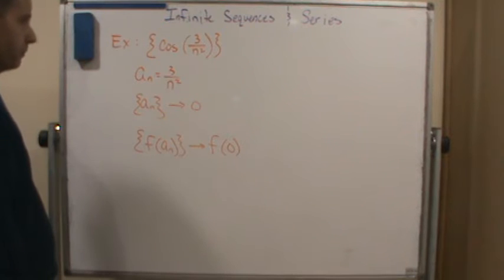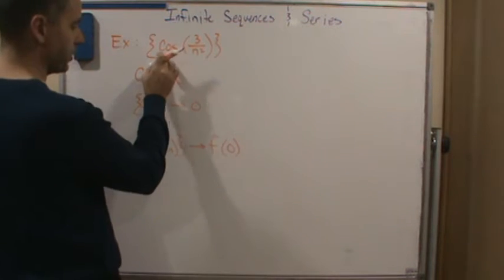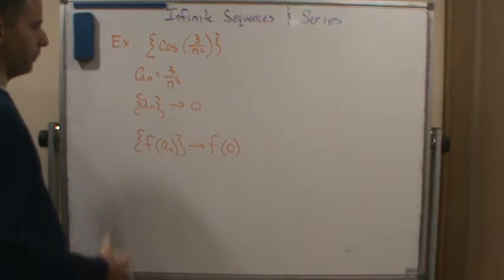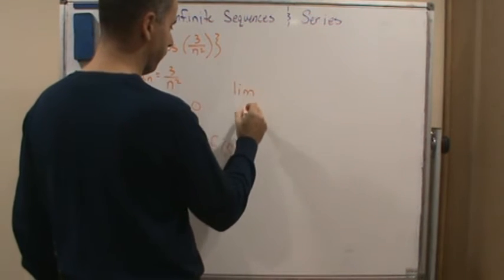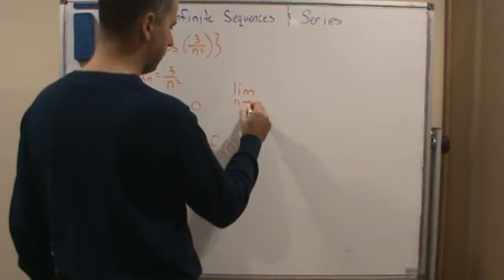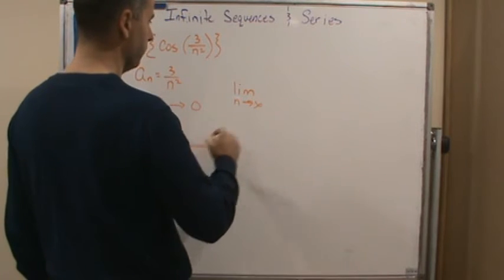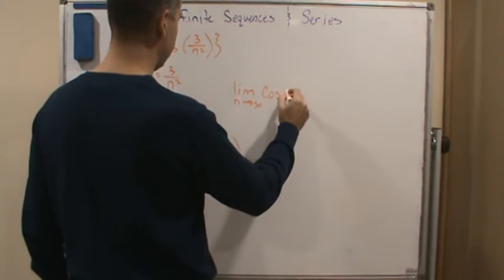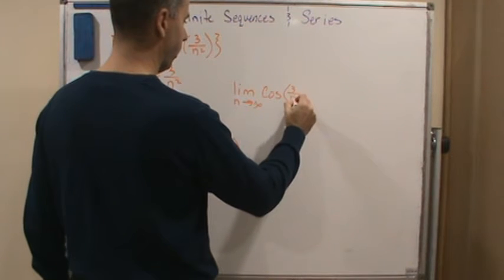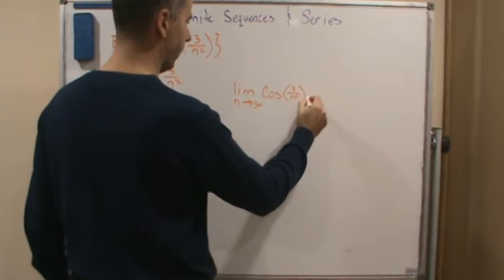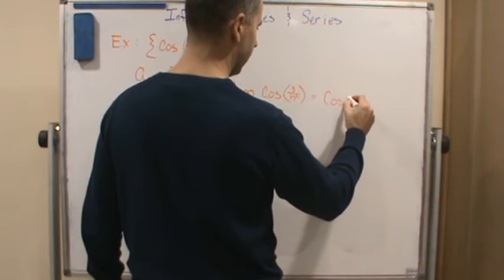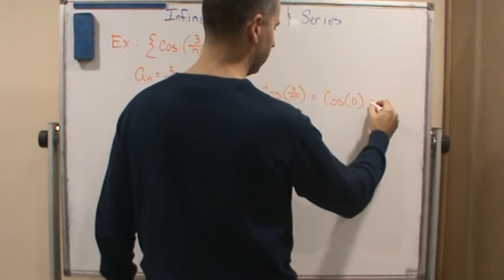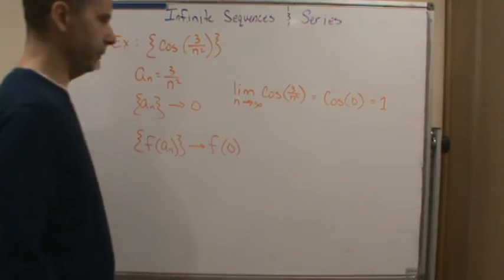in this case. Well, what's the function? The function is a cosine function. So if we put this all together, we know that the limit as n approaches infinity of cosine 3 over n squared is equal to cosine of 0, which equals 1.